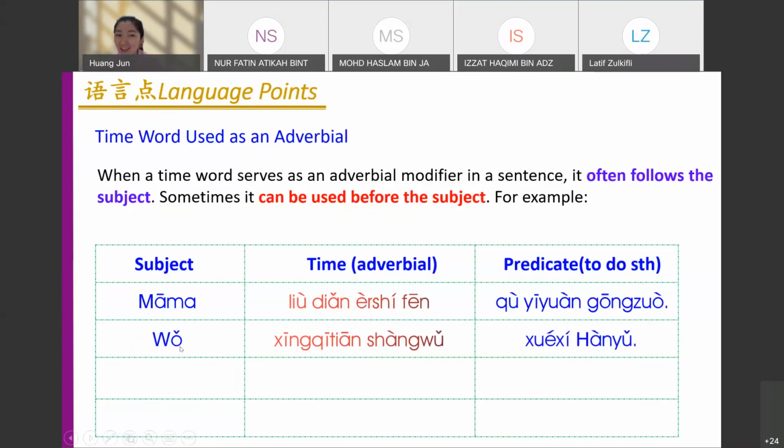So then in this sentence, you can say 我星期天上午学习汉语. Also, we can change it into 星期天上午我学习汉语, also correct, but never say 我学习汉语星期天上午. Okay, so always remember, time never goes at the end. You can put it before or after the subject, but never at the end.